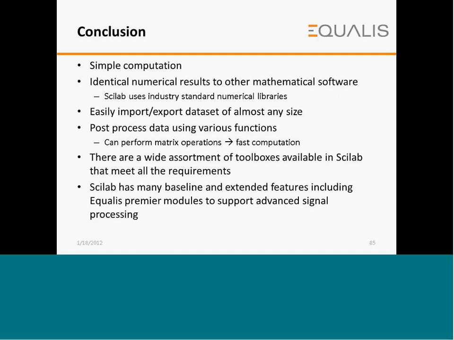Conclusion. Scilab uses simple computation, with identical numerical results to other mathematical software. Scilab uses industry-standard numerical libraries, can easily import-export datasets of almost any size, post-process data using various functions, and perform matrix operations with fast computation. There is a wide assortment of toolboxes available in Scilab that meet all the requirements. Scilab has many baseline and extended features, including Equalis premier modules to support advanced signal processing.